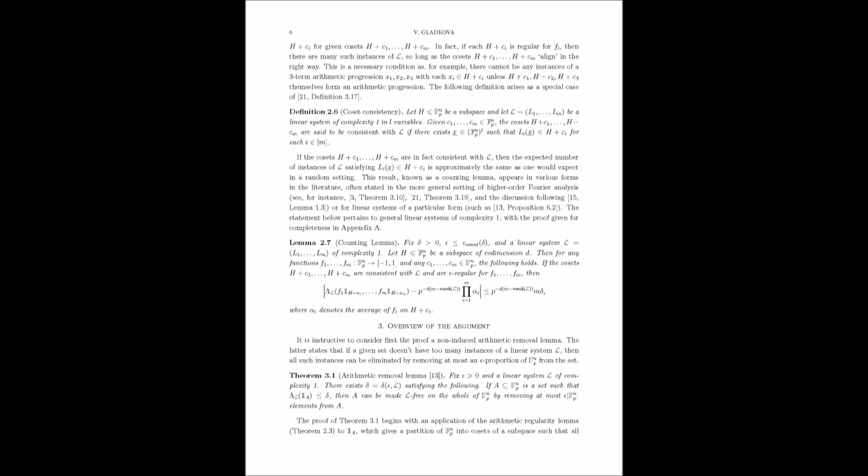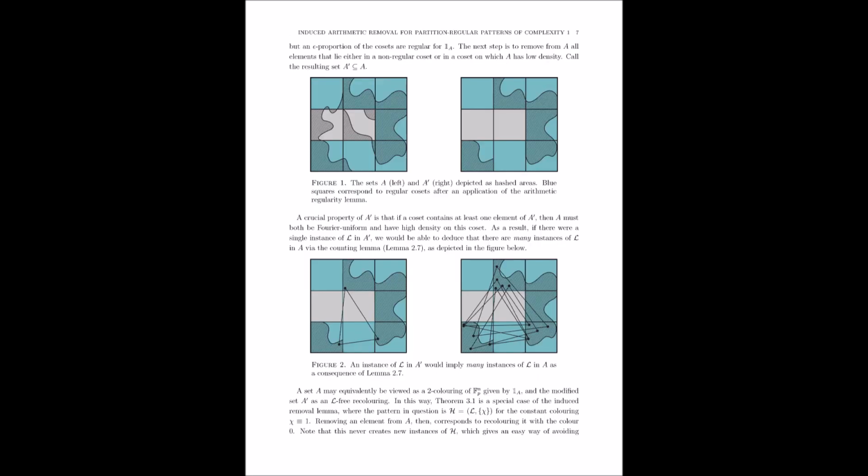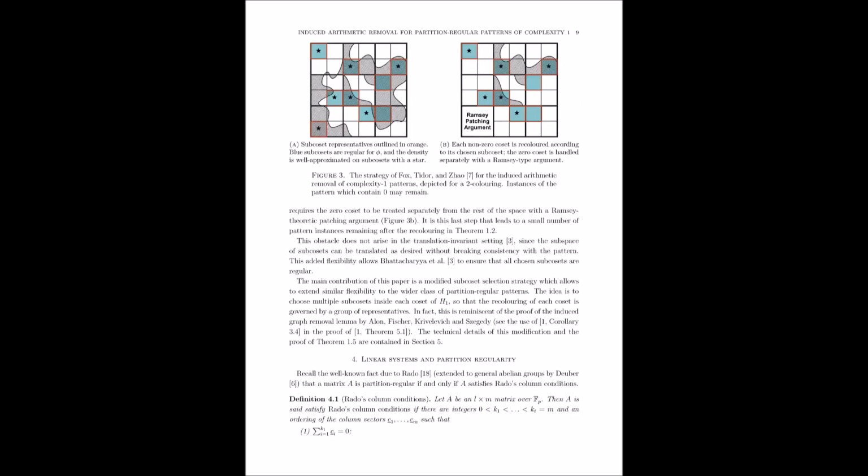It basically says that for partition-regular patterns of complexity 1, you can completely remove all instances of the pattern just by recoloring a small part of the vector space. This is a huge step forward from previous work, which, remember, could only get rid of almost all instances. That's a pretty big difference. Is there an example that shows how this works in action?